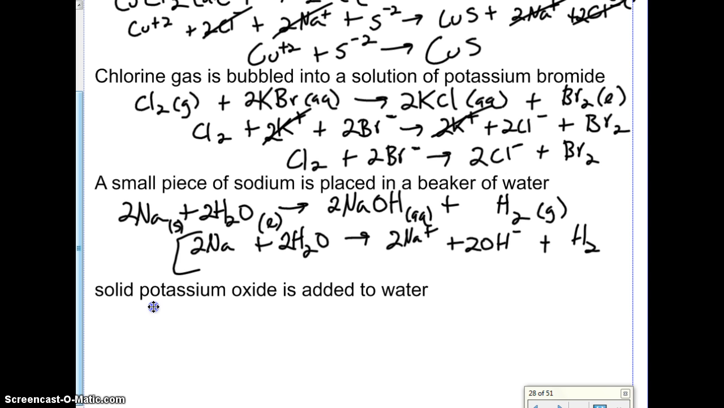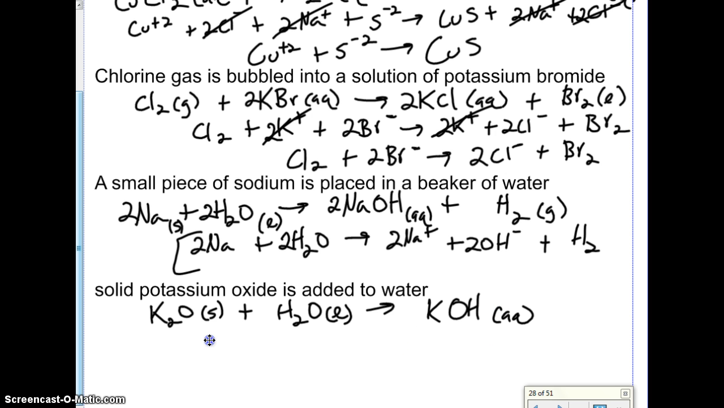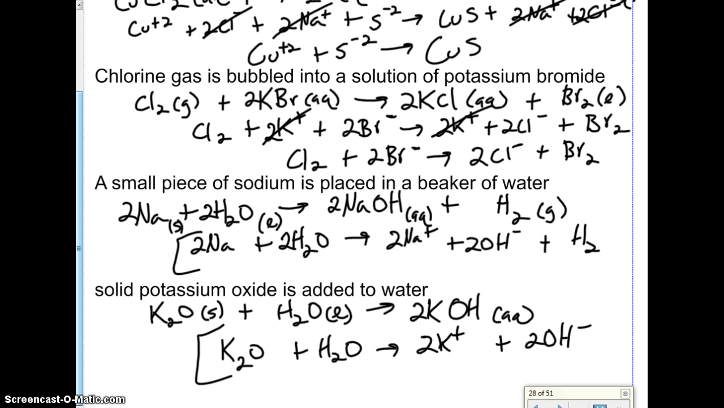Same thing with potassium oxide and water. K2O, solid, plus H2O, liquid. This again is a synthesis. When we have a metal oxide plus water, it forms a metal hydroxide, so this is going to form KOH. KOH is aqueous, because again, alkali metal with hydroxide. Our ionic equation, sorry, balancing 2 there, is K2O, because it won't break up, plus H2O forming 2 potassium ions plus 2 hydroxide ions. And our net ionic equation is the same, because nothing can cancel out.